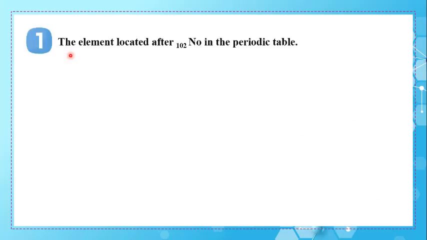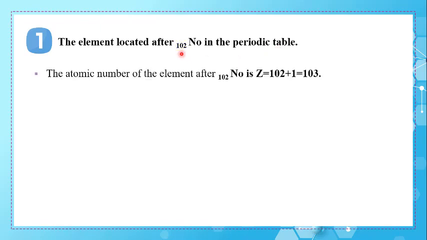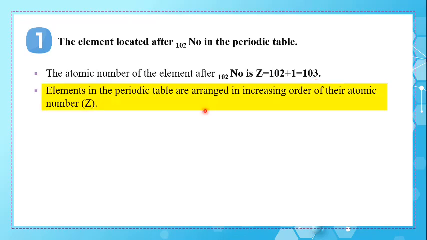Let's start with the first part. Determine the atomic number of the element located after No in the periodic table. As you can see, you are given the atomic number of No, which is 102. So the element after No has an atomic number of 102 plus 1, which is equal to 103. Since elements in the periodic table are arranged in increasing order of their atomic number Z.